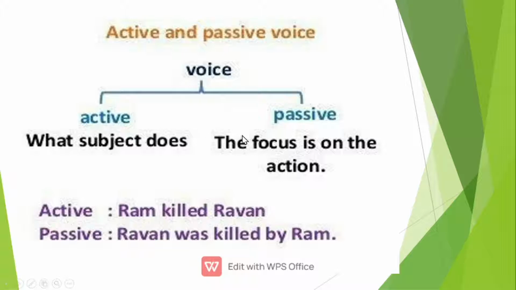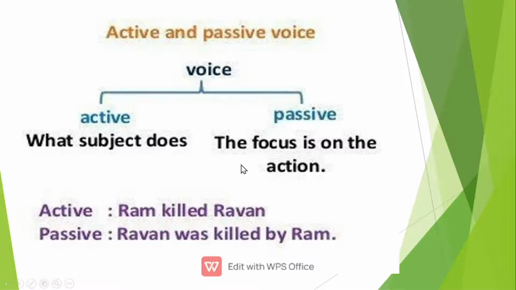So active voices, basically you should first understand how to identify the sentences in active voice or the sentences in passive voice. When the subject does something, it is active voice. Okay, like Ram killed Ravan. Here Ram is the subject, then we are putting a verb, so this is my active voice sentence. But passive voices, the focus is on the action. Okay, when we have object as the subject and we use the word by, then it becomes a passive voice. Ravan was killed by Ram.